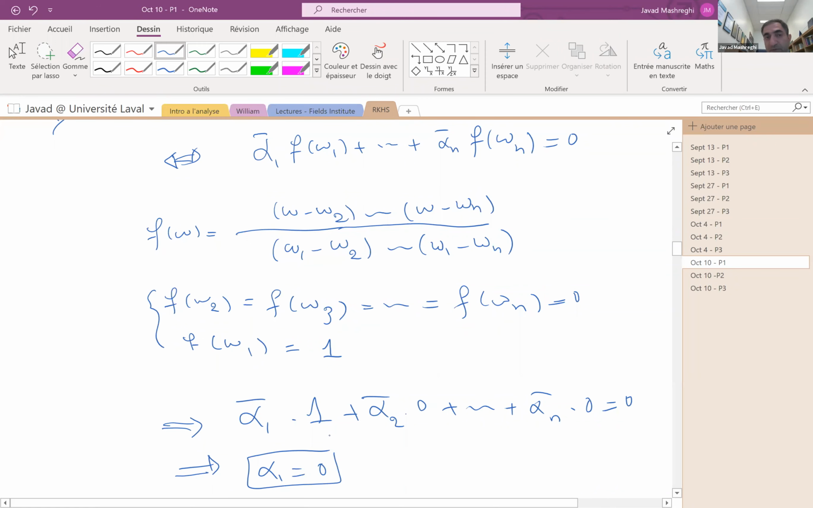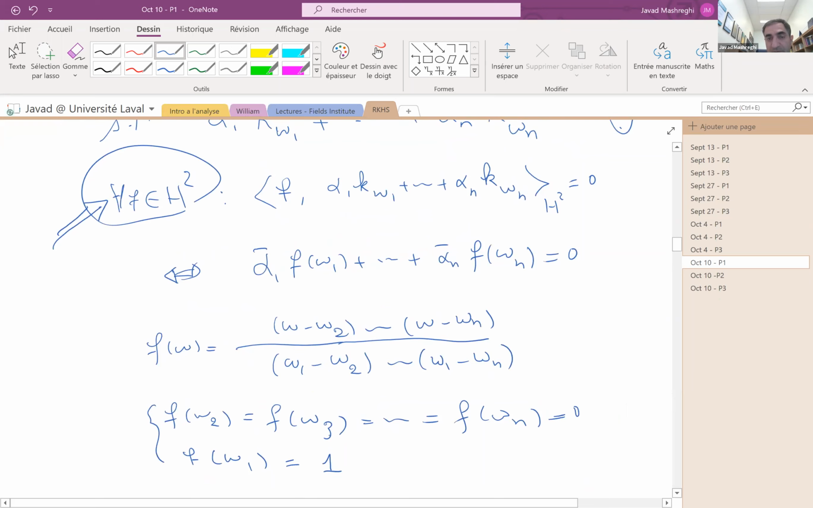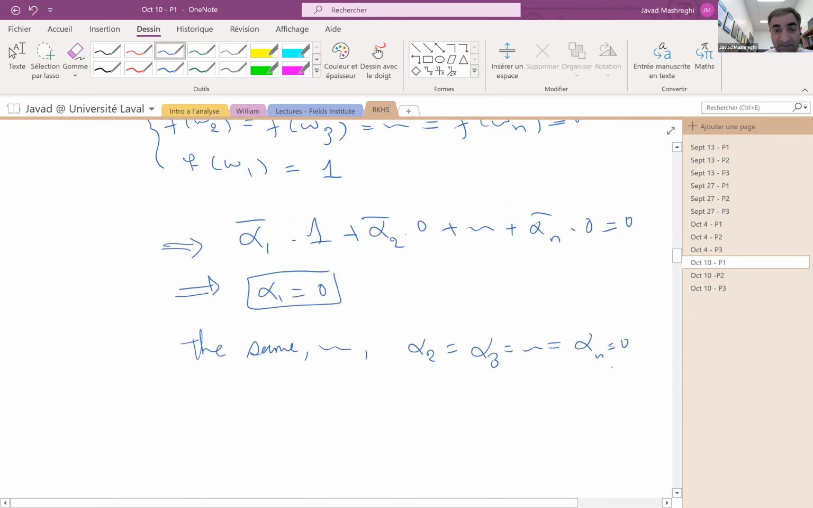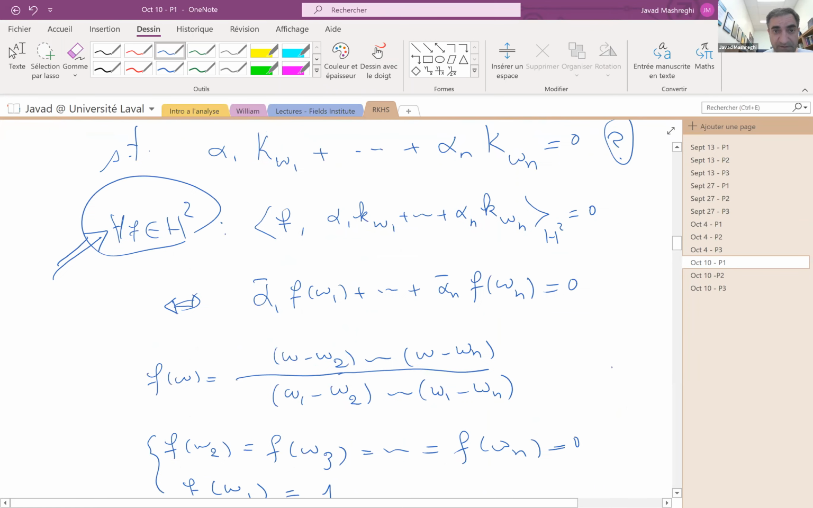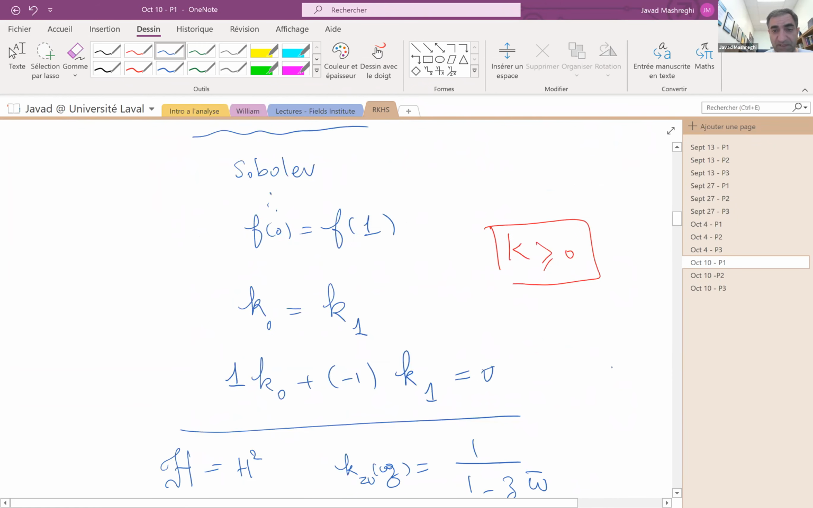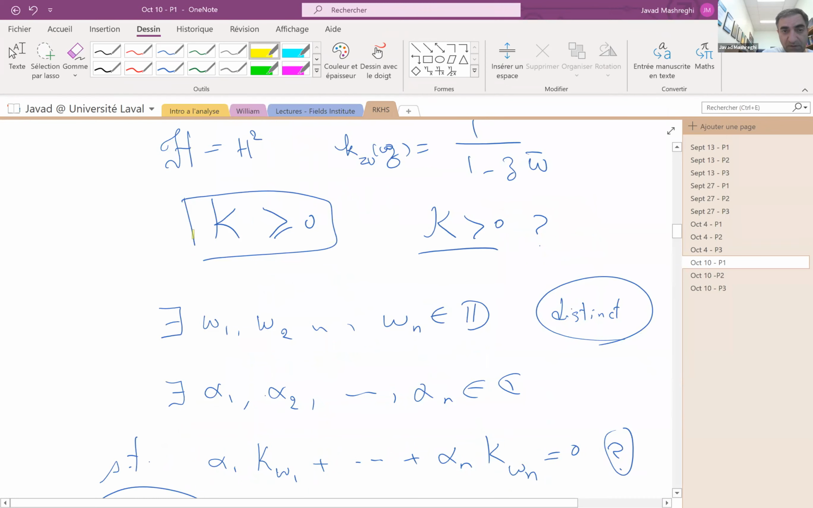And you continue the same procedure to show that alpha 2 is equal to 0, and so on. We can continue and conclude that all the coefficients are 0. And so in this case, the difference between the Hardy space and the previous cases, the two Sobolev spaces that we saw, is that there it is true that k is bigger than or equal to 0, but here we can say it's even strictly bigger than 0. So the answer is yes.